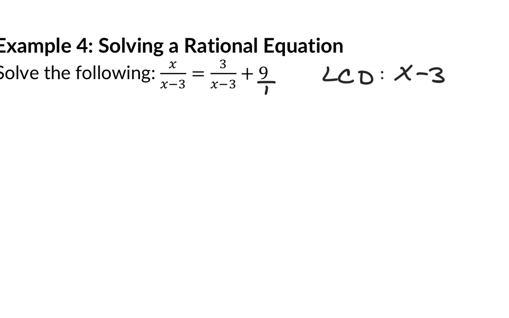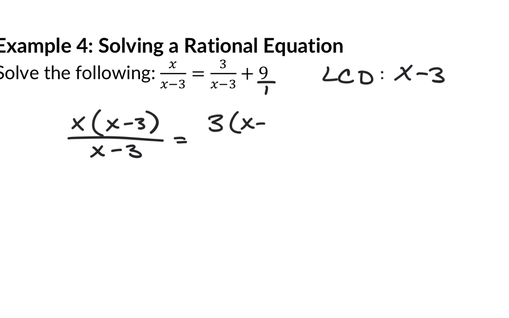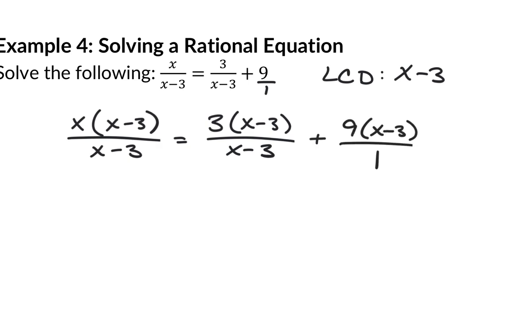Okay, I'm not going to show that step where I distribute. I'm just going to go ahead and do it. So the first one would be x times x minus 3 over x minus 3. The next one would be 3 times x minus 3 over x minus 3. And the last one would be 9 times x minus 3 over 1. And I'm just putting the over 1 so you see what I did there. See how each term got multiplied by that least common denominator? It's exactly what we did in the other problems. This one's just a binomial, so it looks a little different.